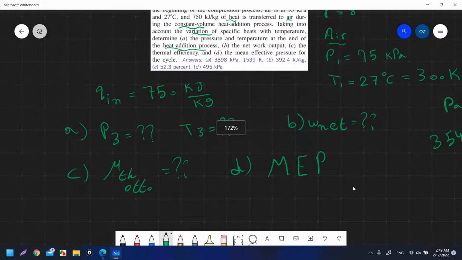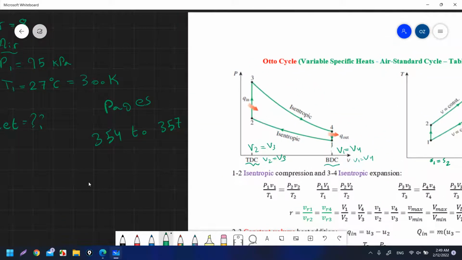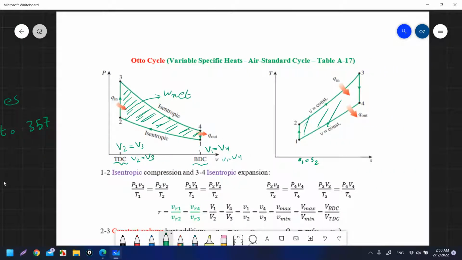Okay, but what about mean effective pressure? What is the meaning of mean effective pressure? Here the work net is already the area enclosed inside the cycle, that is W net. It is also equal to the area in the TS diagram, which is equal to Q net. Okay, Q net means Qn minus Q out.